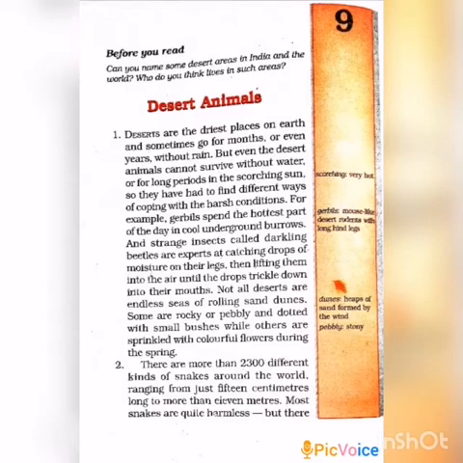See the second one. There are more than 2,300 different kinds of snakes around the world, ranging from just 15 centimeters long to more than 11 meters. Most snakes are quite harmless. So we thought there are few snakes. So totally, how many types of snakes are there in the world?